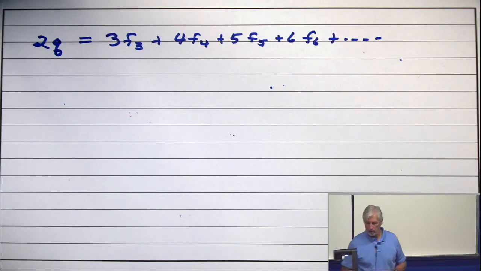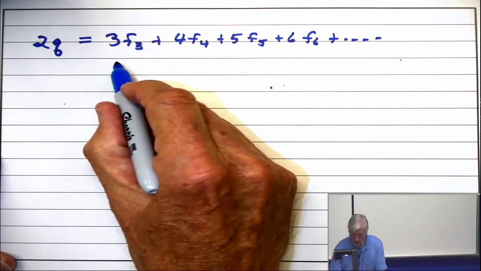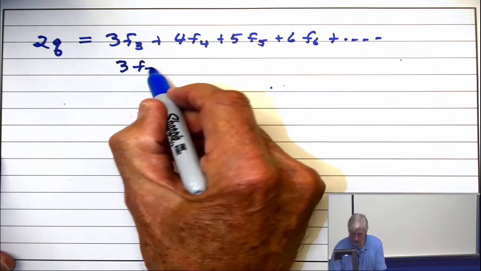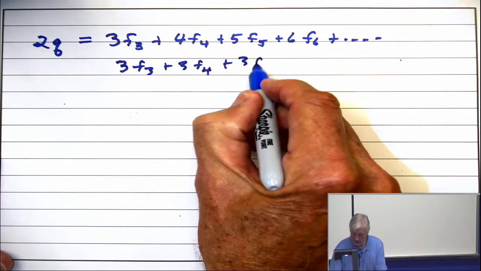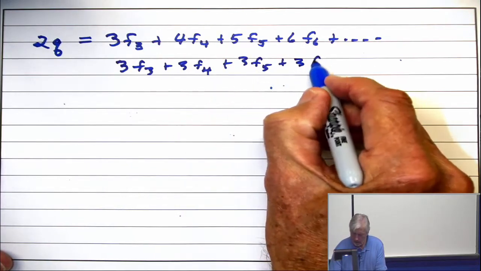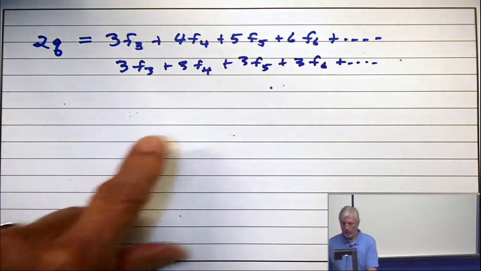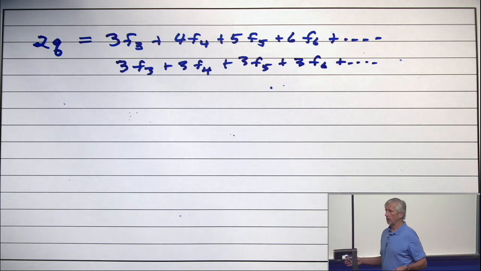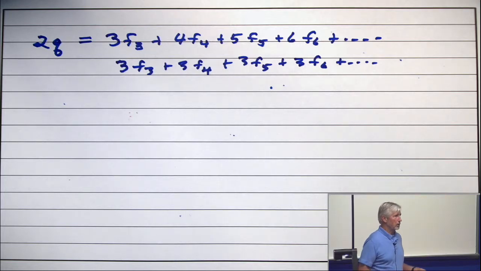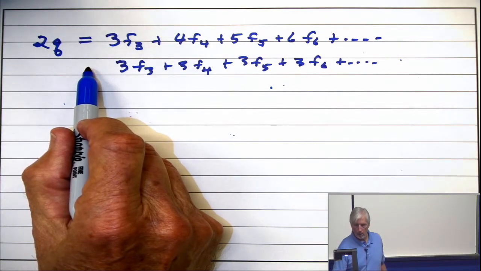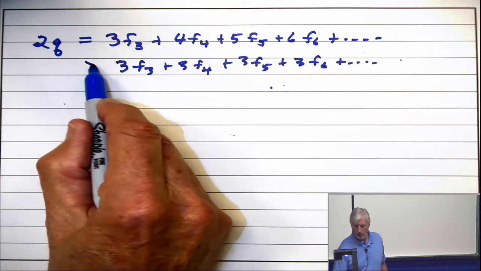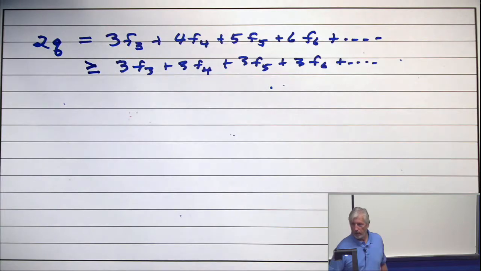All right, now, compare this with this count. Which is bigger, the top or the bottom? You're supposed to say, well, obviously the top. So I want to write an inequality here. Which one should I write?